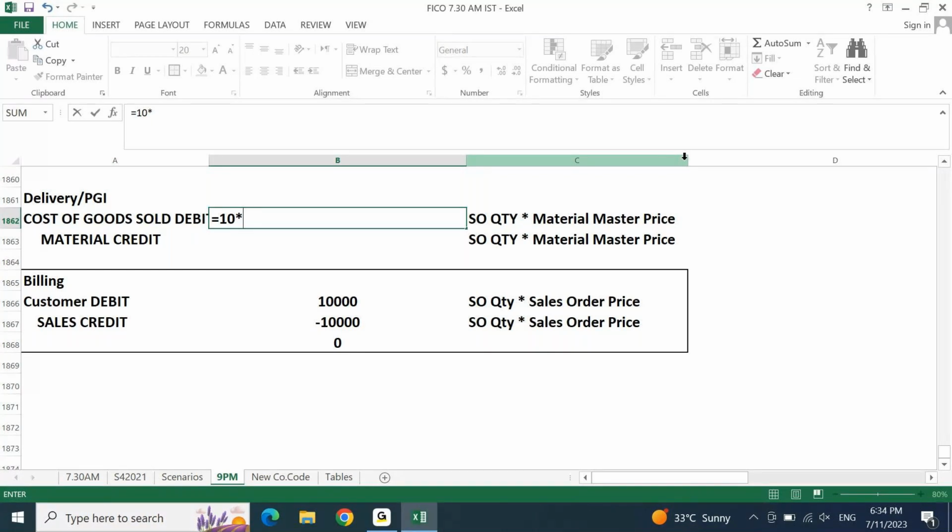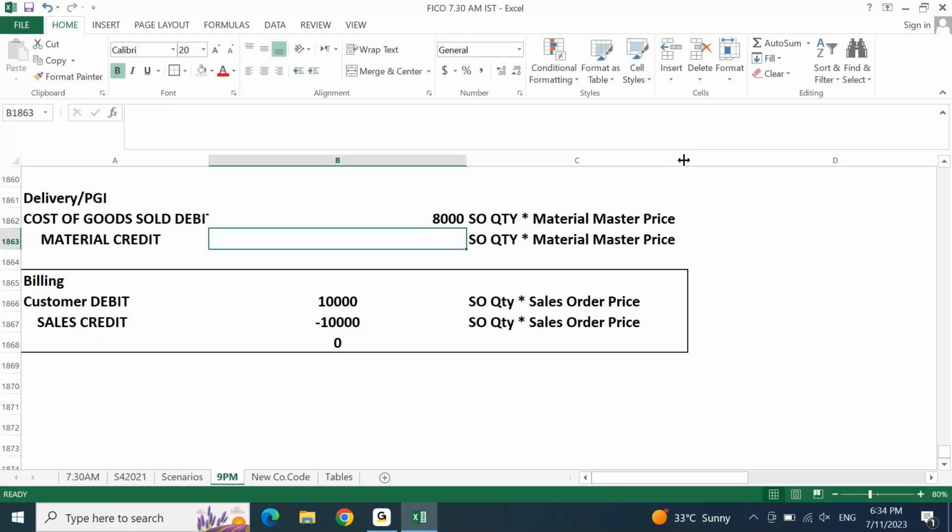If I am delivering the product today, at the time of delivery, whatever is the available price, whatever is the current price from the material master, that price will be considered. 10 multiplied by 800. This will be your cost of goods sold. Similarly, the same amount will be on the credit side.